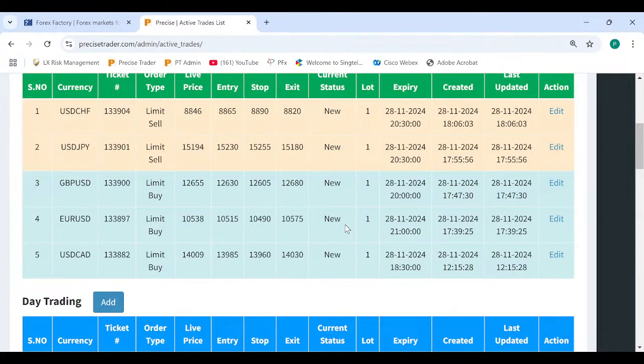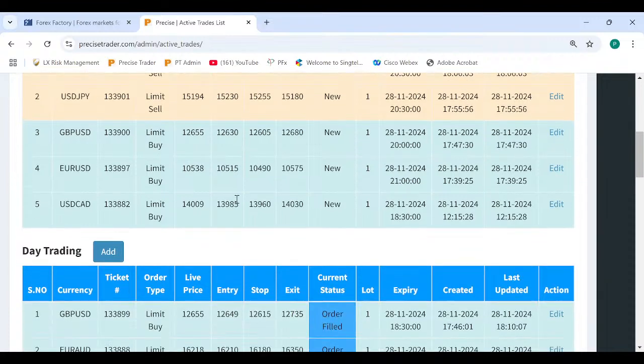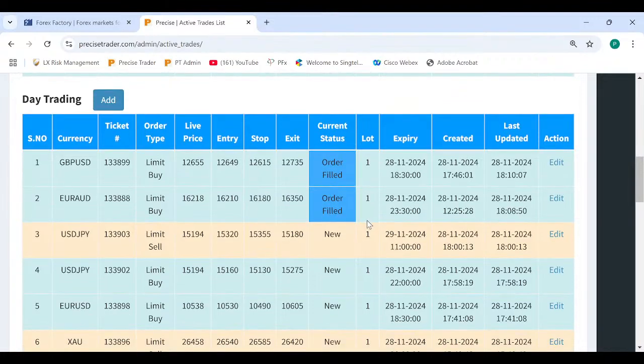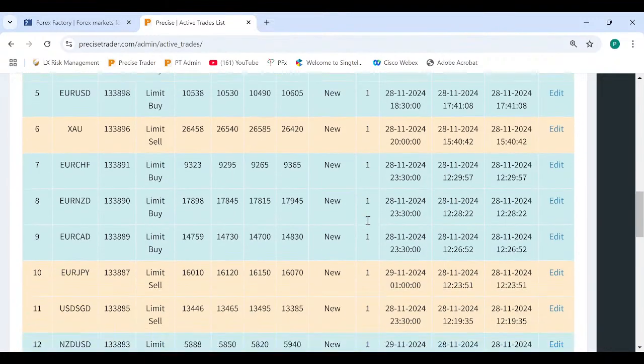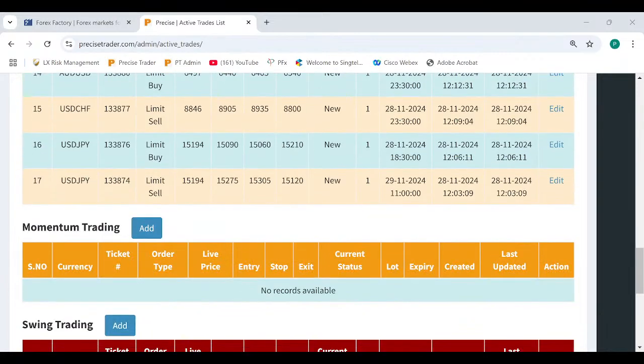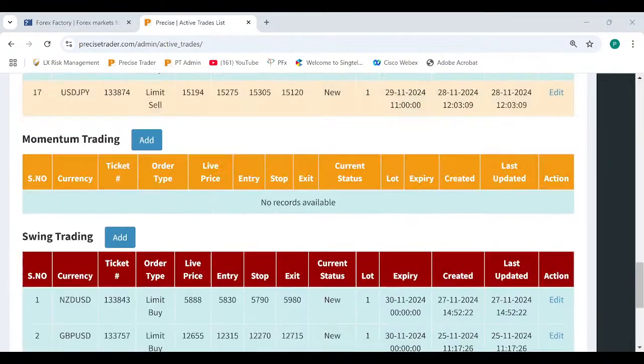Okay, dollar Swiss, dollar yen, pound. Okay, we have two orders got filled. Okay, New Zealand dollar, we have a buy order at 58.50 on the daily. Then, okay, we don't have any other orders.